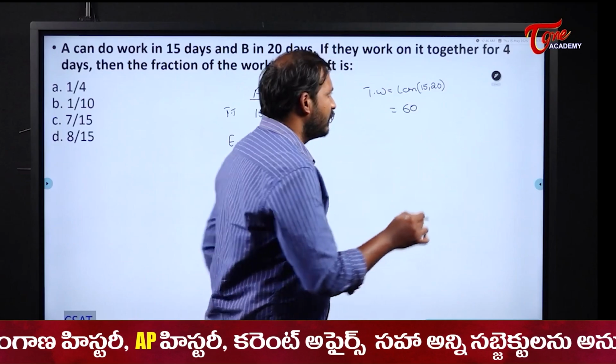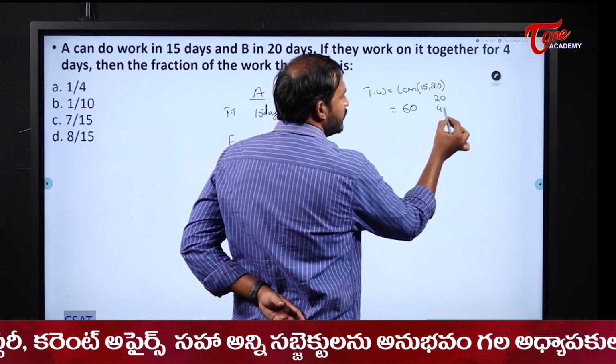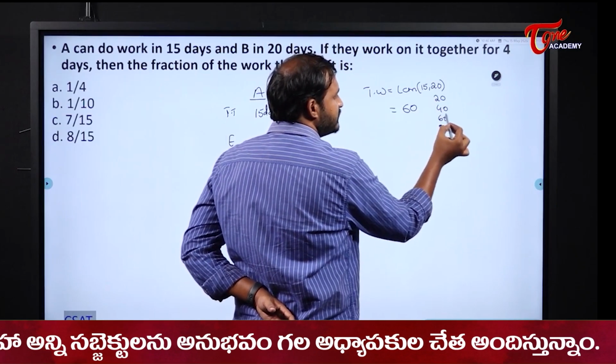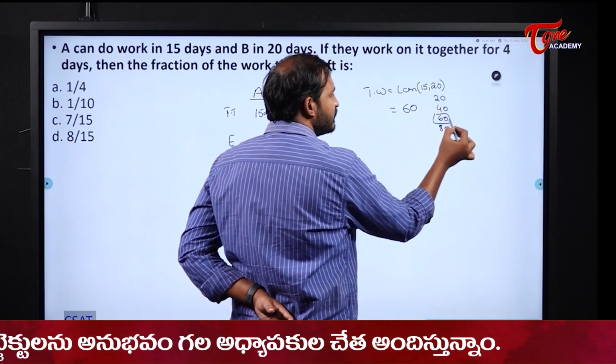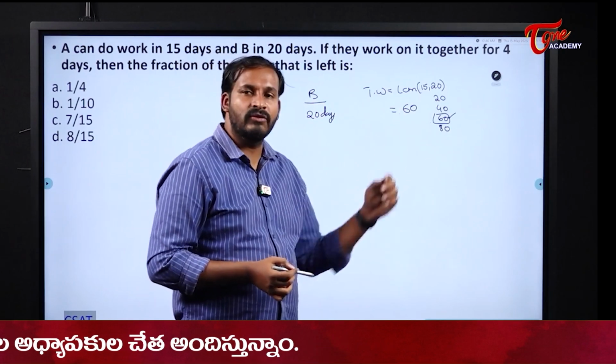60. Okay. Always you write the multiples of the bigger number. 20, 40, 60, 80 like this. So whichever multiple is divisible by all the times which were given, for the first time, that will become the LCM.